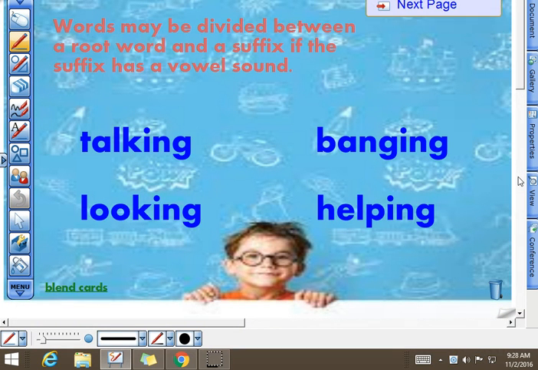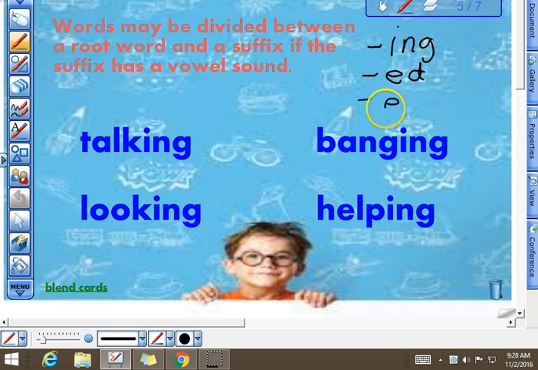All right. So words may also be divided between a root word and a suffix if the suffix has a vowel sound. Okay? And most of our suffixes that we're going to learn do, if they have a vowel sound. So we see this one on our chart, and right now we see this one. But just like we learned a little in advance, we're going to have this one. We're also going to have this one. All of these begin with a vowel. So that's what we're talking about here today.